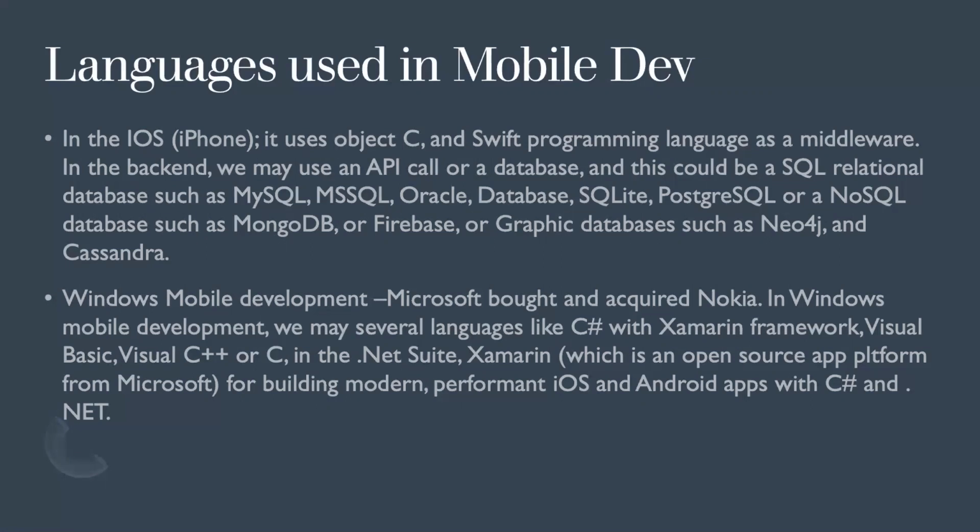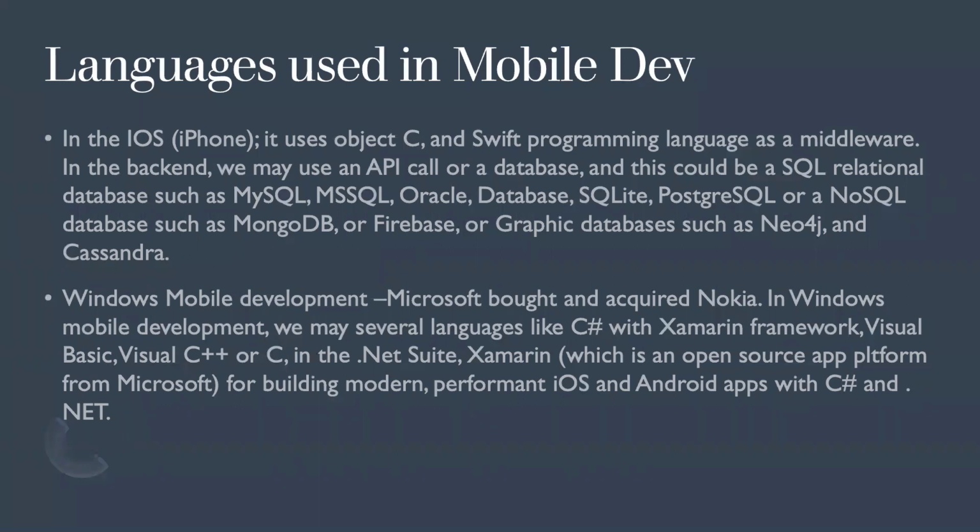It's a middleware. In the backend, we may use an API call or a database, and this could be a SQL relational database or a graph database or a NoSQL database. Some of the most popular databases are MySQL, Microsoft SQL, Oracle database, SQLite, Postgres, Cassandra, MongoDB. So those are some of the very common ones. And of course, of late, we have Firebase. Firebase is a tool you can even get for free if you have a Google email address. Sign up and then you can try it there. If you have any question, feel free to reach out so you can get some guidance. This is something which can really help a lot.